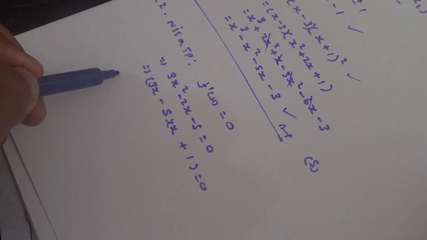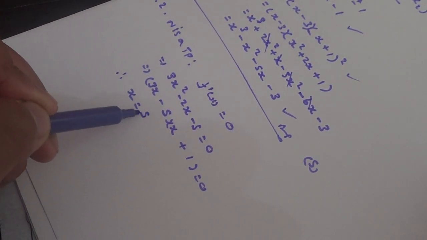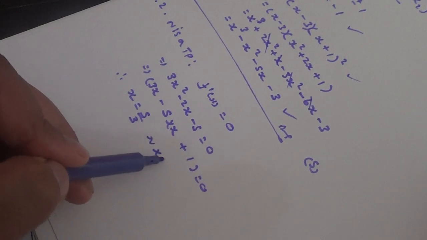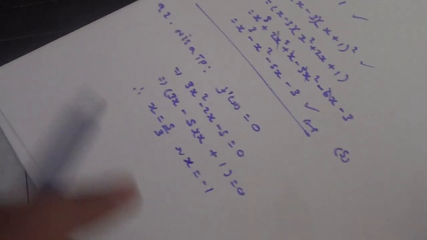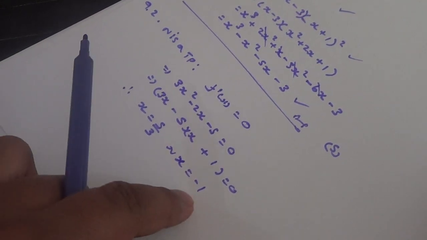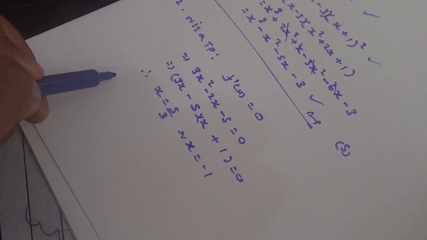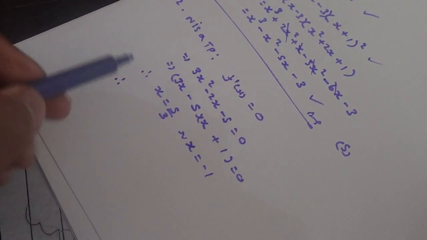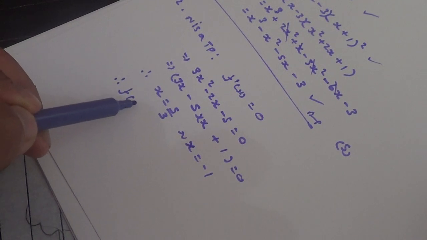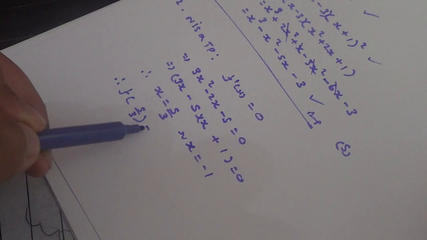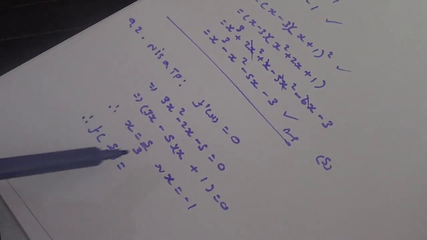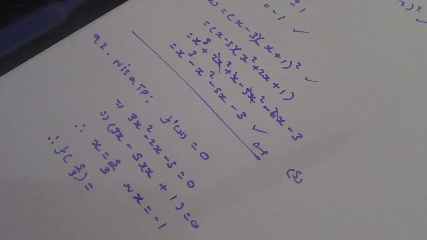So this is sorted. Therefore, I know here x is going to be 5 over 3, or x equals minus 1. As you could tell that they were equal roots at minus 1, so it's coming back. But now I'm not interested in this one because it's 0 anyway. So we can say therefore f at 5 over 3, because that's what I'm interested in. So you know when you're doing that, you're substituting into that formula. So I'm not going to do that. You know that you have to put it into that formula. So I'm just going to go ahead and put it in.